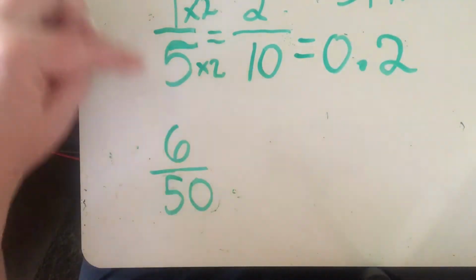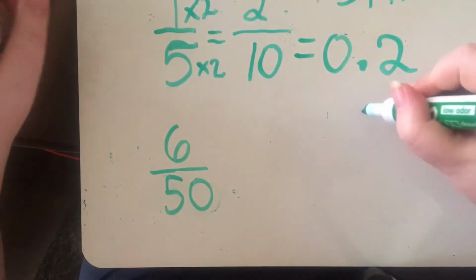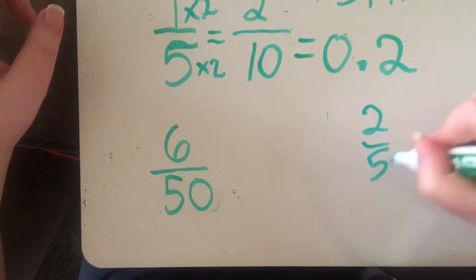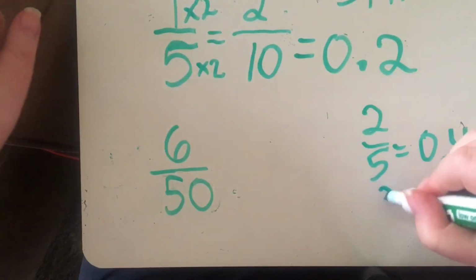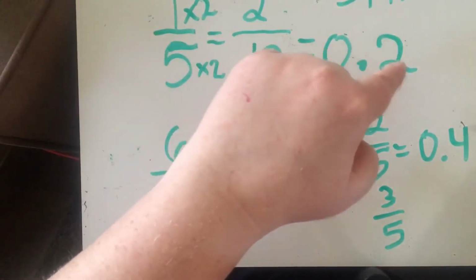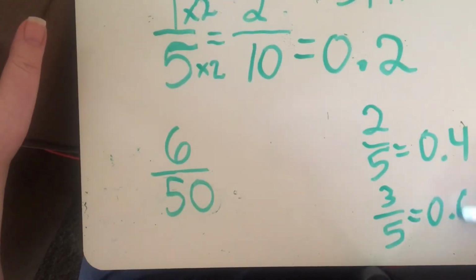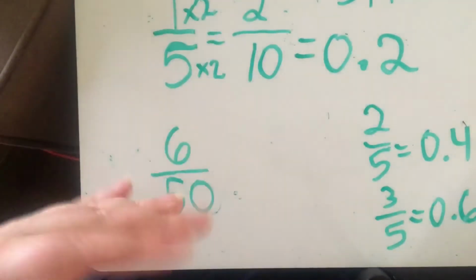Once you know that 1/5 is 2/10, then you could figure out 2/5 by just doubling it. You could figure out 3/5 by adding another 2/10 to it. So you can totally use that information once you know it.